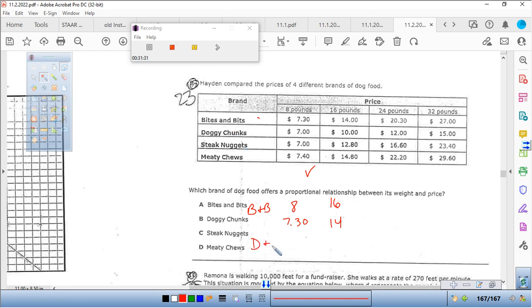Now, for doggy chunks, it's going to be 8 with $7. Then over here, 16 with 10. And proportional means there's a lot of issues going on with proportionality, okay? It's just basically saying it has an origin, has its y-intercept, and it also means that your b is equal to 0. But just mathematically looking at it, which one doubles? See how this one doubles? Does this one double? Does that one double? These don't double, so these are out.